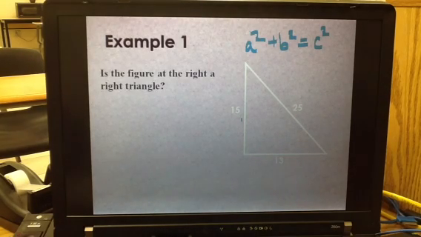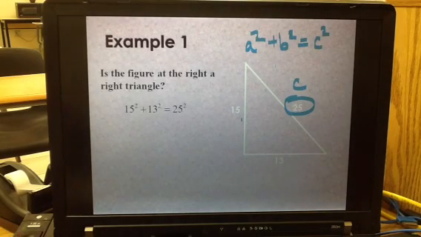Now, what's important when you plug into the Pythagorean Theorem is that you always take the longest side. Don't go by looks, that looks like a right angle, because we don't know that yet. The largest number always gets plugged in for c, and the other two sides are your legs. So, how you would plug in your numbers is 15 squared plus 13 squared equals 25 squared.